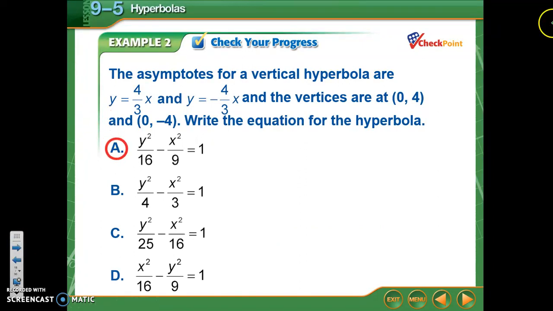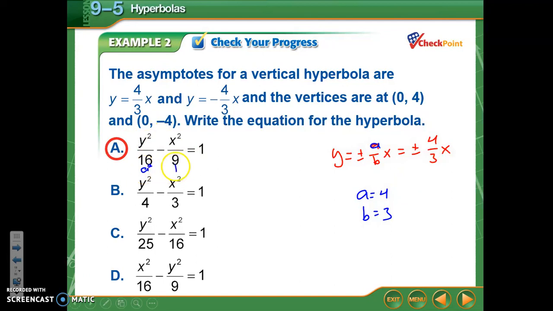All right, your answer here is A. All right, so since this is a vertical hyperbola, my asymptote equations are plus or minus a over b x. Since my asymptote equations are 4 over 3, that means a is 4 and b is 3. This is a vertical hyperbola, so this one's pretty fast to write. My y squared term comes first. A squared is 16 and b squared is 9.